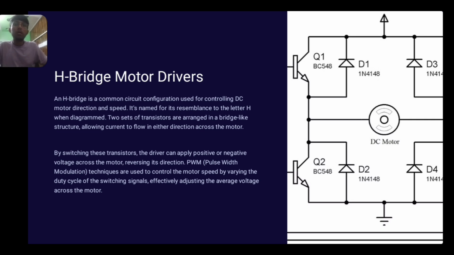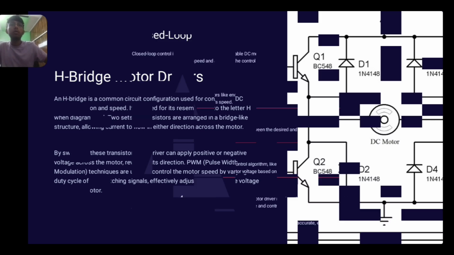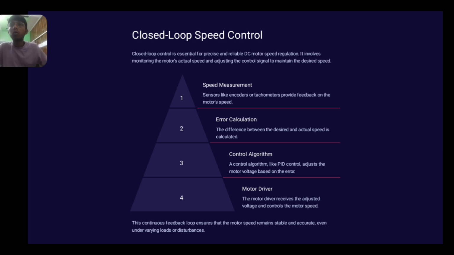Let us discuss the closed loop speed control. Closed loop control is essential for precise and reliable DC motor speed regulation. It involves monitoring the motor's actual speed and adjusting the control signal to maintain the desired speed.